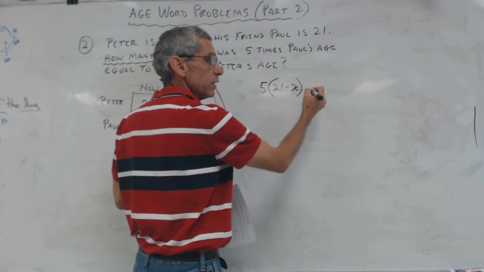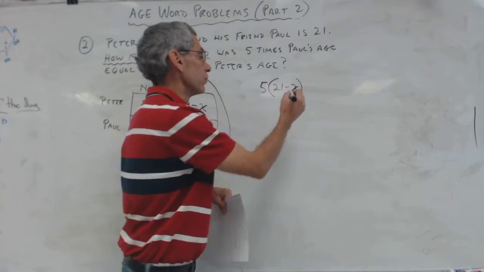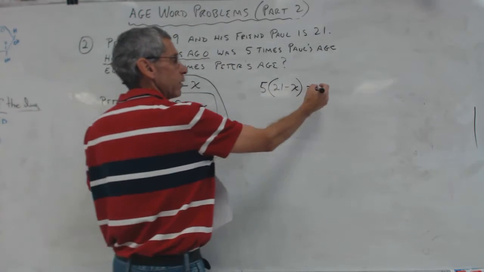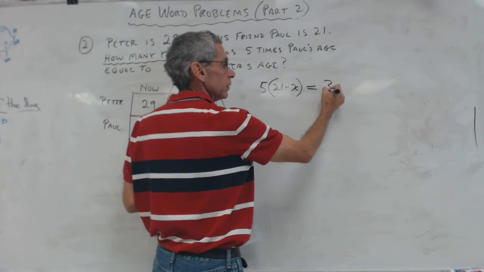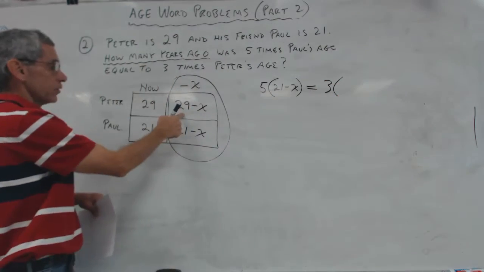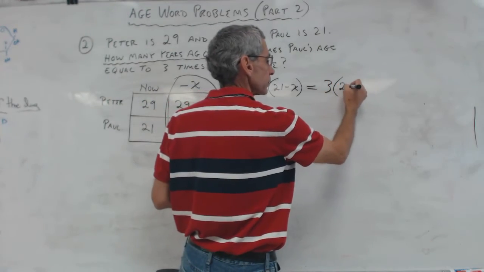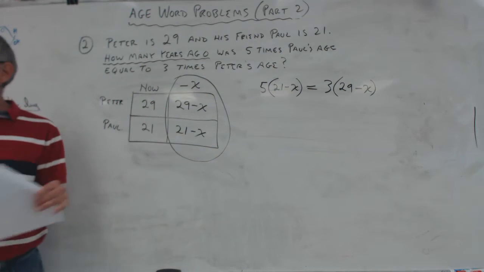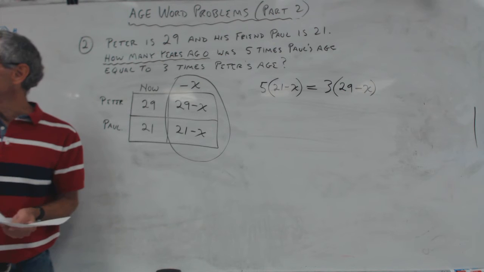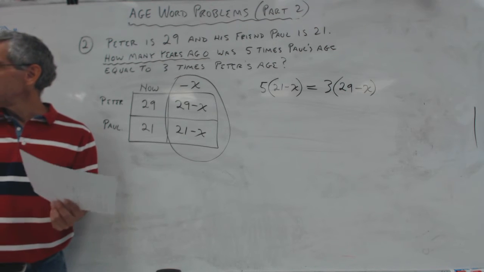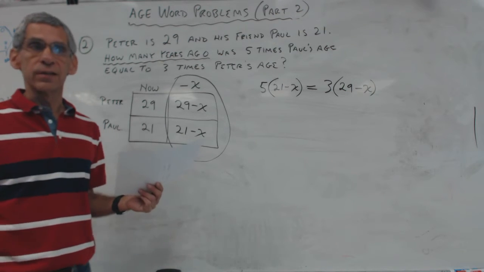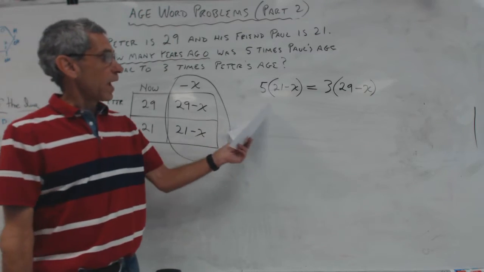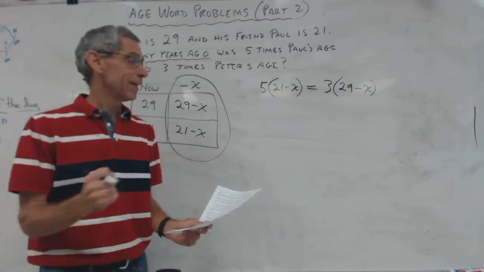3 times equals, right. Okay, and then 3 times Peter's age. How do I do 3 times? 3 parentheses, 29, and Peter's age is 29 minus x. Oh, that's so smart. Pretty cool, right? This would have been hard to do with the guess and check method. A lot of them are not hard to do with guess and check, but this would be kind of tough. And so algebra is our savior, right? It's going to be awesome.